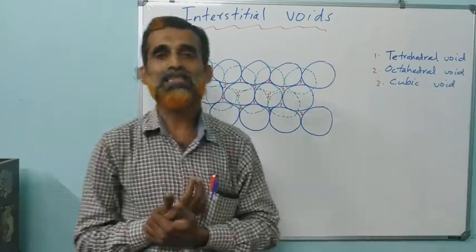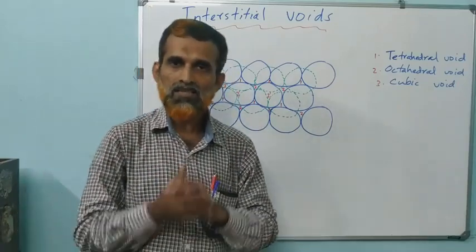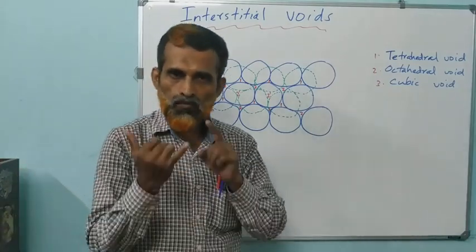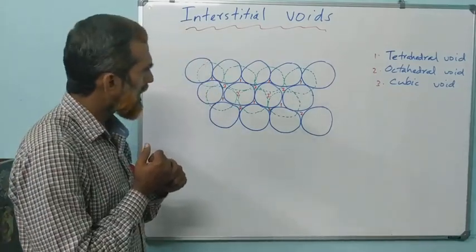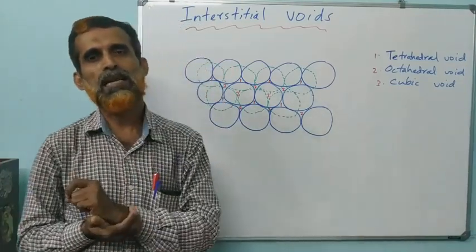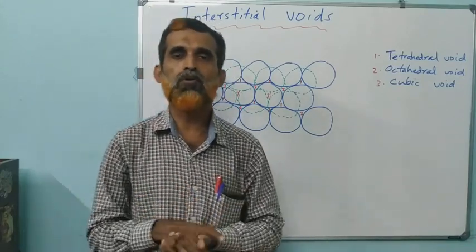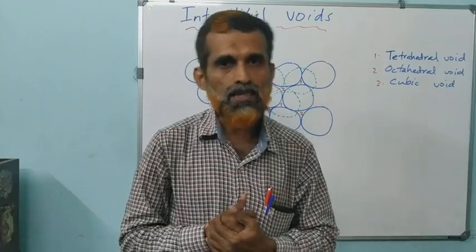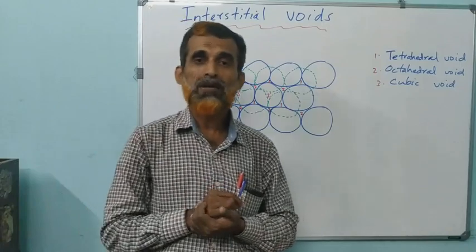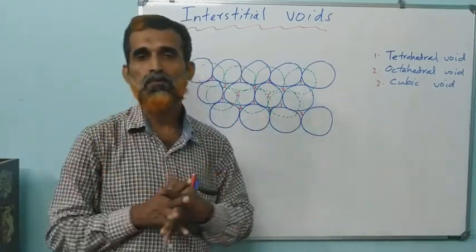Even though these are empty spaces, they have a lot of implications and significance in crystals. One is that certain small non-metals can enter these voids and form what are called interstitial compounds. You might have learned about interstitial hydrides, interstitial carbides, etc., where non-metals like hydrogen, carbon, etc. can enter these voids and form some compounds.